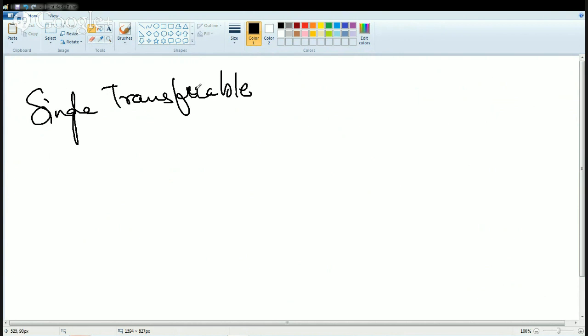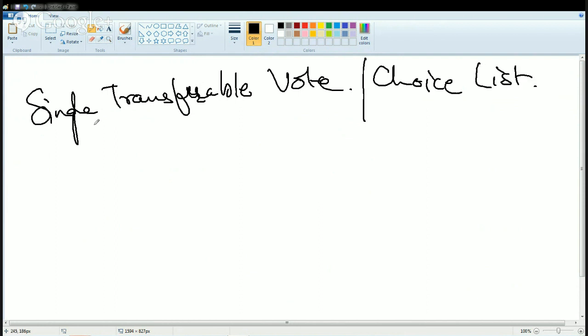Elections in most countries where proportional voting system works on single transferable vote. Most students have heard about this term single transferable vote, but have never understood the reason as to how it works and how to understand this. So single transferable vote, what does it mean?